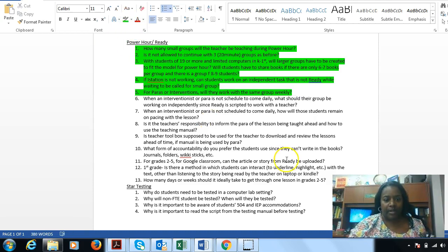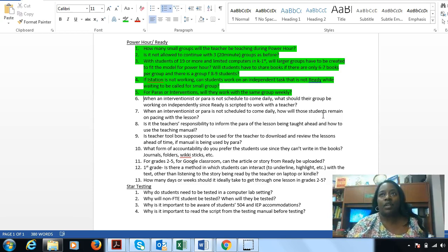For paras or interventionists, will they work with the same group weekly? I've already kind of talked to a couple people about this. That is up to the individual teacher to decide who that para works with and who they work with. If it were me, I think it's good practice for the week that the teacher works with a consistent group.